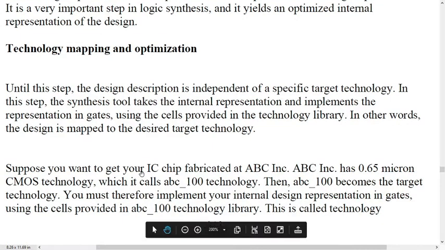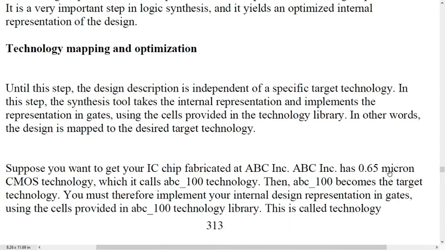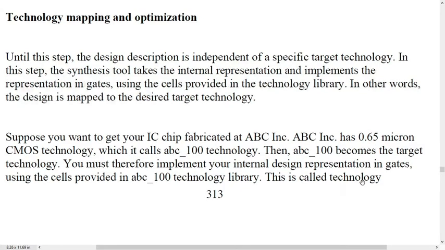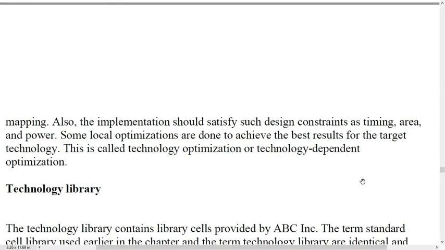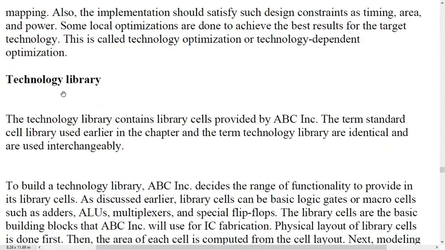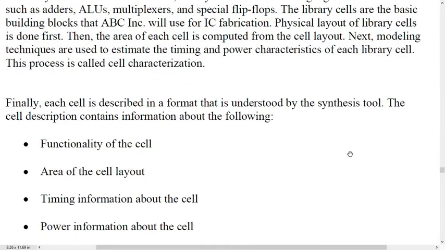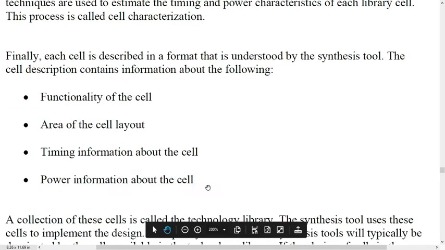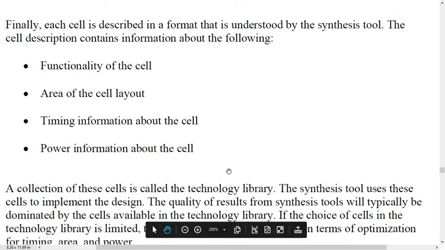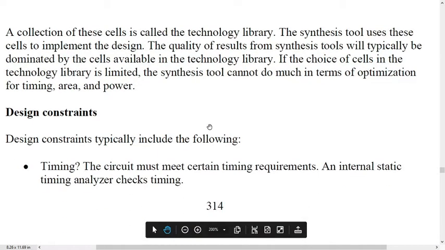Suppose that we want to get our IC chip fabricated at ABC Inc. technology, which uses 0.65 micron. I can support my design with that. So then we will have the technology library; different technology libraries are available, and I can use them to design my intended application. The library has the functionality of the cell, area of the cell layout, timing information about the cell, and power information about the cell. So this is the collective information which is required.